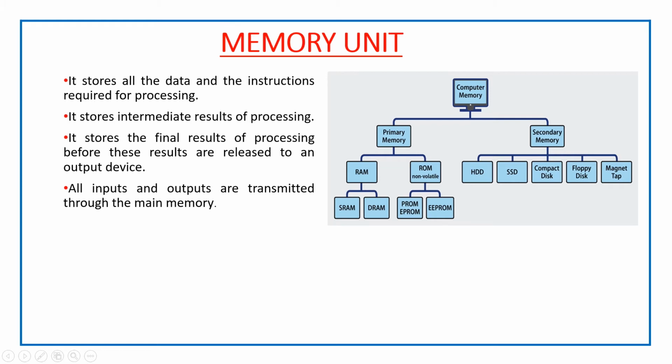Here we can see a figure of the computer memory. Computer memory is of two types: primary memory and secondary memory. Primary memory is of RAM and ROM. One is volatile and one is non-volatile. RAM is of SRAM, DRAM, and ROM is PROM, EPROM, EEPROM. And the secondary memory is HDD, SSD, compact disk, floppy disk, magnetic tape, etc. So these are the memory units.